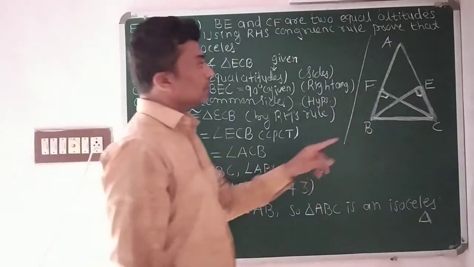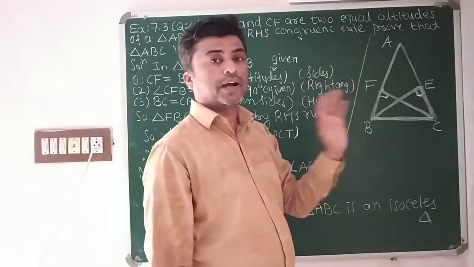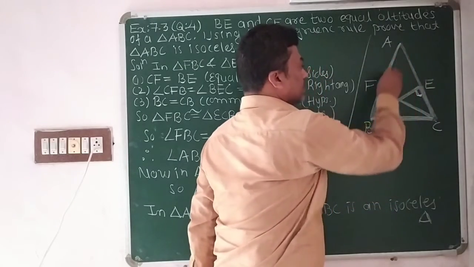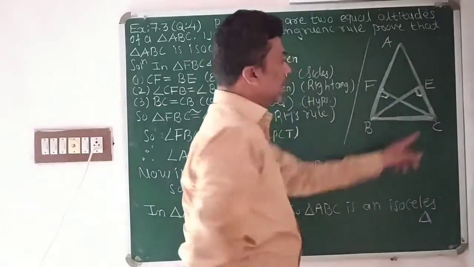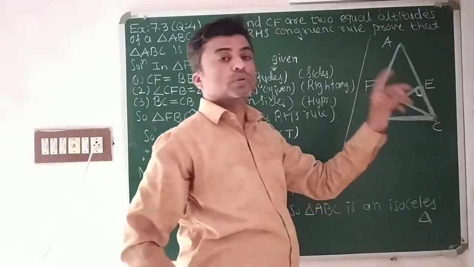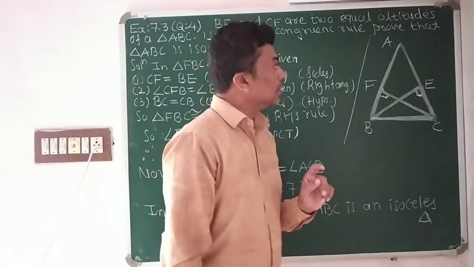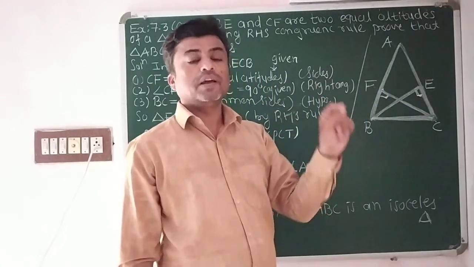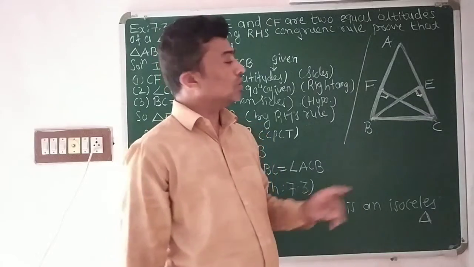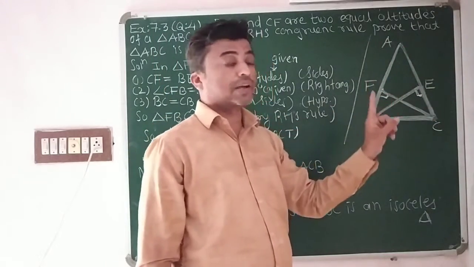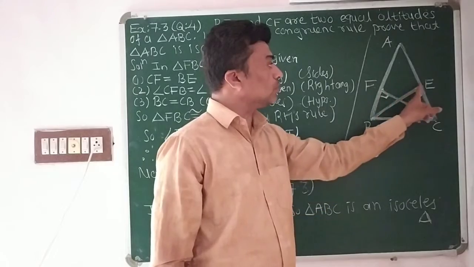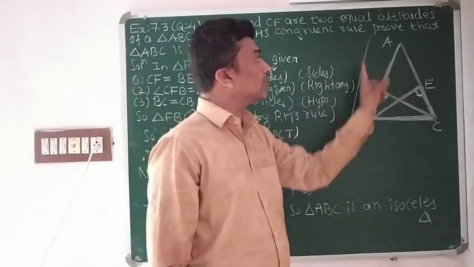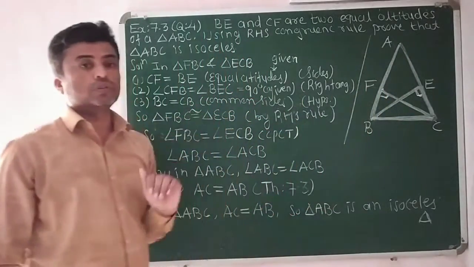So see children, the figure of triangle ABC I have already drawn here. This is triangle ABC, and CF and BE both are equal altitudes. We have to prove that triangle ABC is an isosceles triangle according to the RHS congruence rule. So here in the figure of triangle ABC, CF is equal to BE, both are altitudes, means both are equal altitudes of triangle ABC. Now we will solve this question.